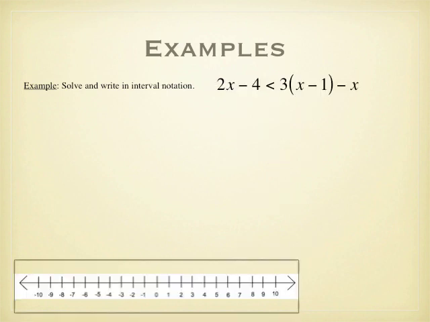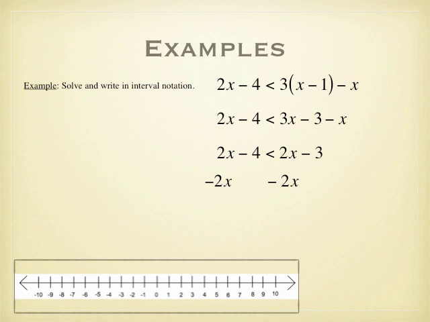Okay, last example. Solve and write in interval notation. First thing I want to do is expand my parentheses. So I just distribute that 3. Then I combine like terms. Okay, so far so good. Now I need variables on one side, numbers on the other. It does not matter which one I do first. This time I think I'll just subtract 2x from both sides. And look what happened. All my variables are gone.